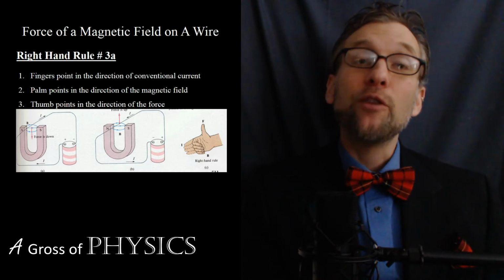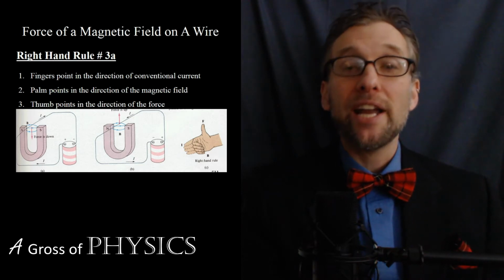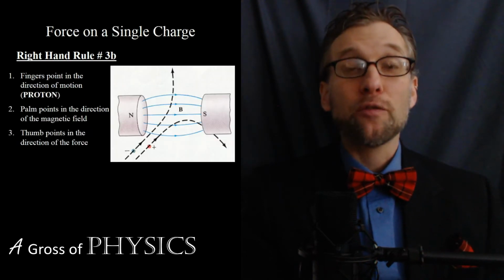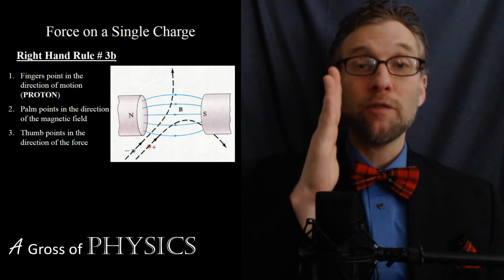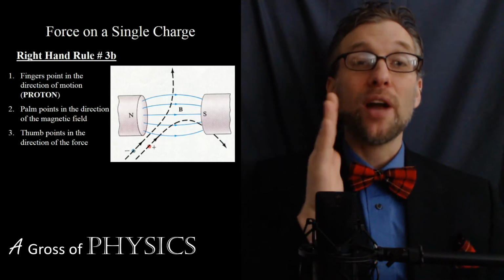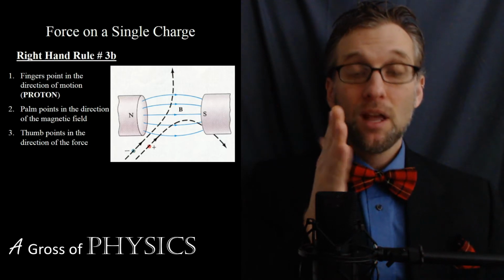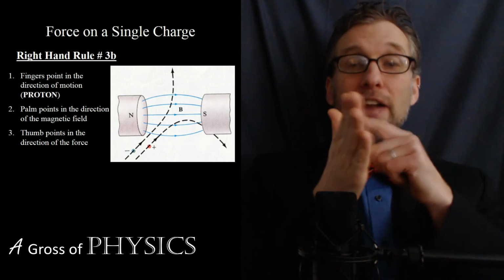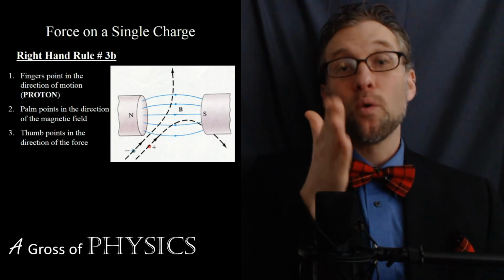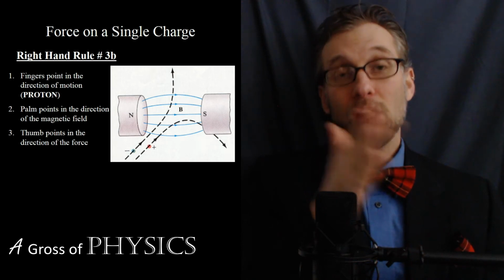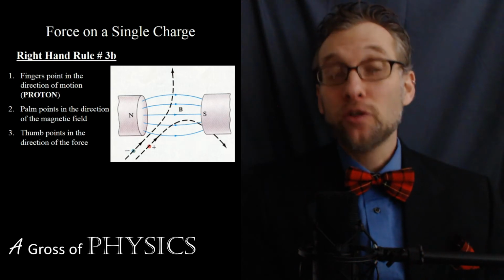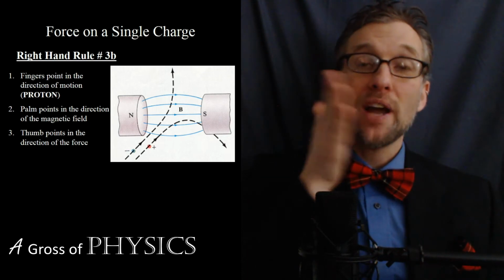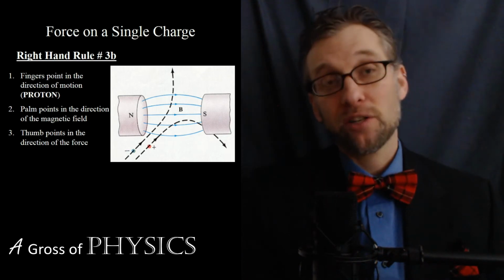So that being said, you can use right hand rule 3 to represent a single charge, and your hand would do the same thing. You hold it flat, your fingers point in the direction of the proton's motion, your palm represents the direction of the field, and your thumb represents the direction of the force on that charge. Now, if you had an electron, you can either use your left hand to do that or use the right hand rule and then flip your answer at the end.